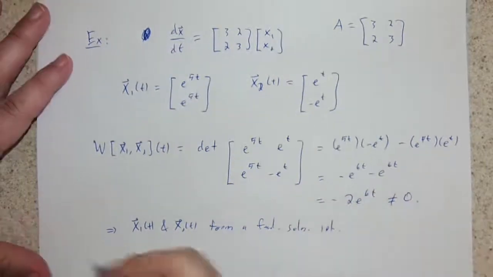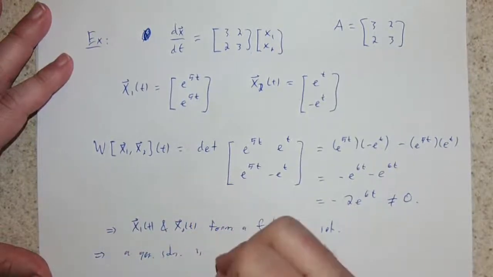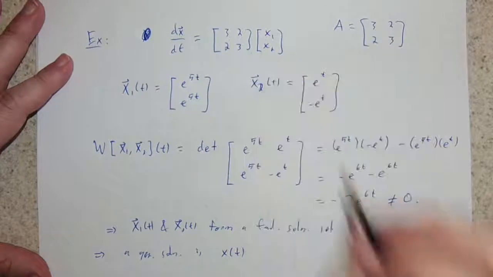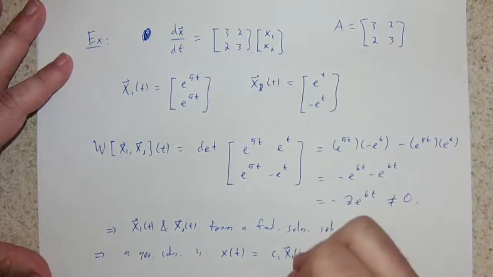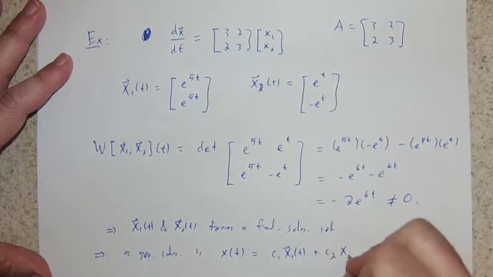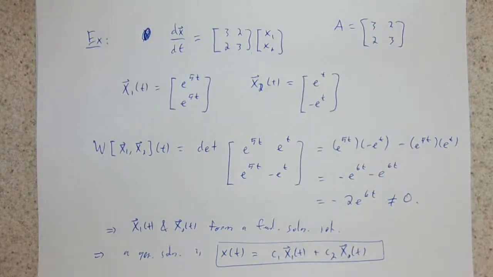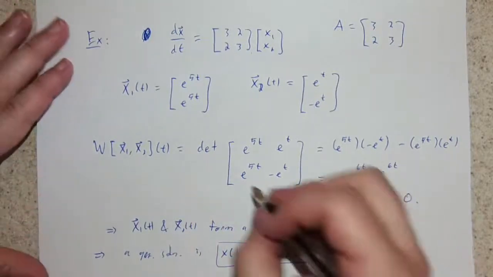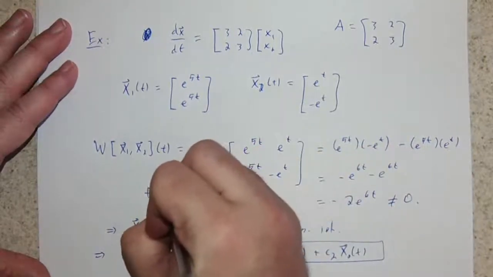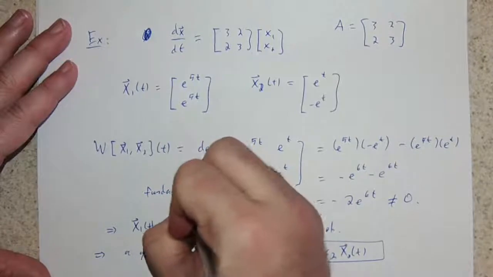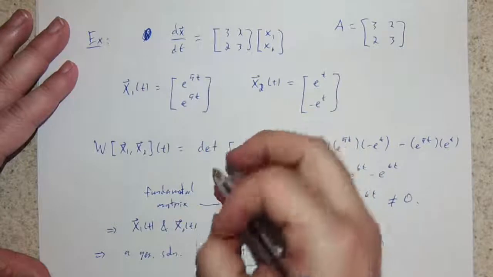Of course, the thing that we get immediately out of that is a general solution. A general solution to this differential system is x of t equals c1 x1 of t plus c2 x2 of t, for arbitrary constants c1 and c2. This matrix is called the fundamental matrix. So this is called the fundamental matrix of the equation.